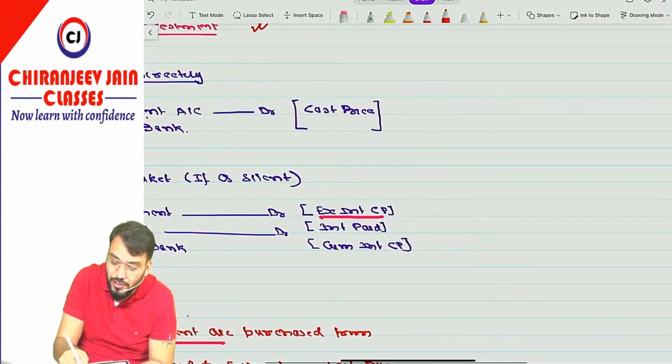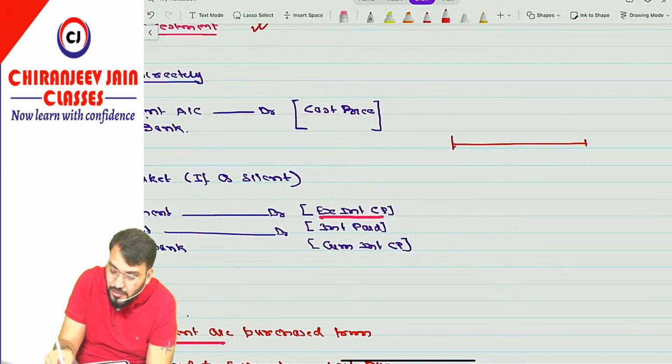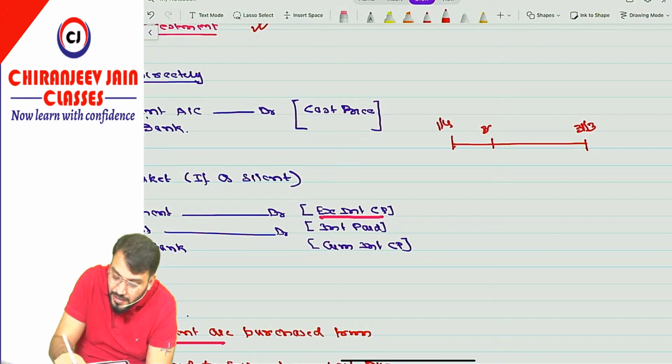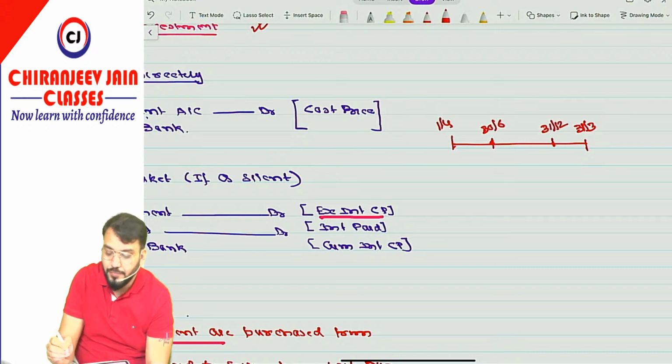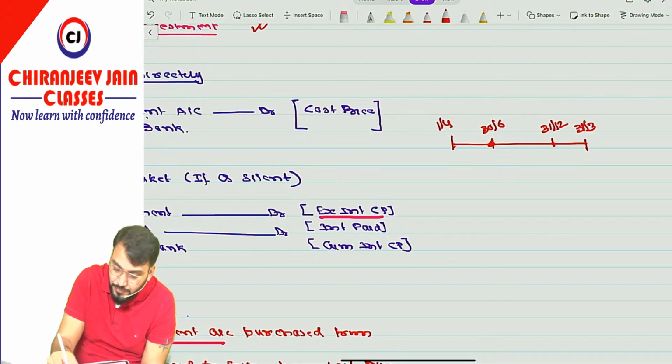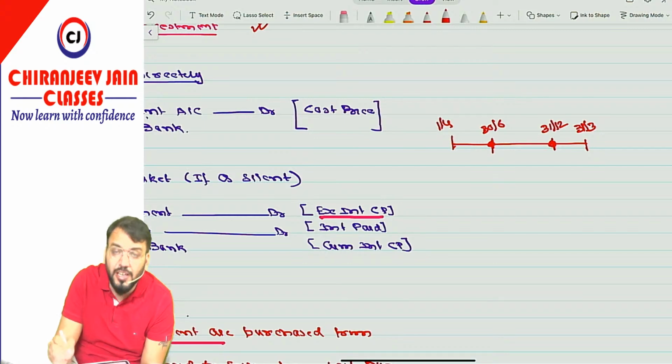Suppose just try to understand. This was the last due date of receipt for interest. Suppose this is 1st April, this is 31st March, and the due dates of interest are 30th June and 31st December. These are the two due dates, meaning the company will pay interest on these two dates on a half yearly basis.